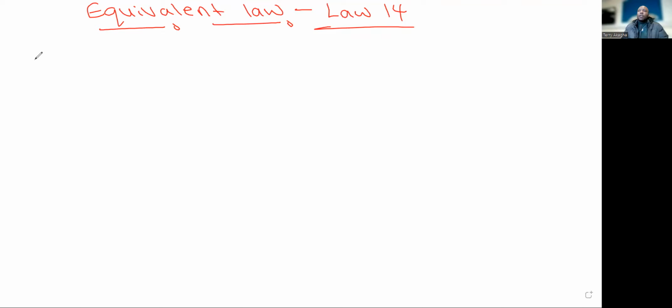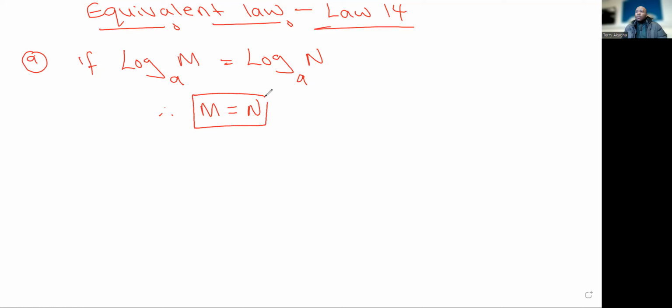So let's start. The first one is if we have log of m to base a is equal to log of n to base a. Are you seeing it? Now on both sides, we have log a, log a. What we are now saying, for this to be equal, m must be equal to n. So if you have something like this, you can cancel them out, then m will be equal to n.